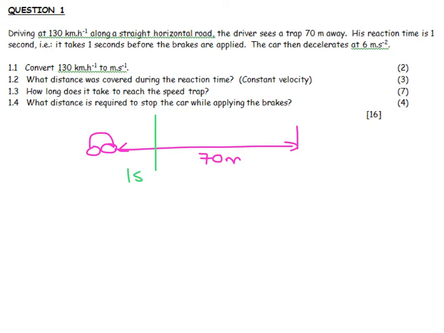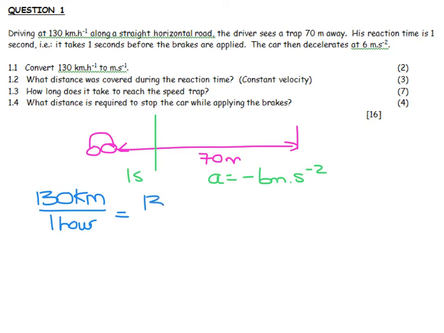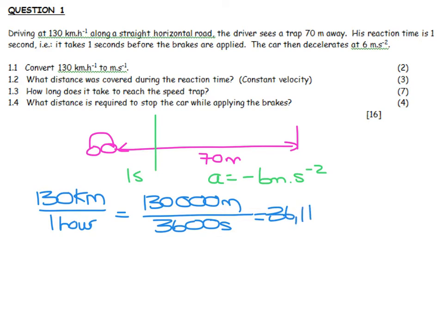The car then decelerates, so we've got an acceleration of negative 6 meters per second squared. First, we have to convert 130 kilometers per hour into meters per second. That shouldn't be difficult. It's 130 kilometers per 1 hour. I have no difficulty converting kilometers into meters, which is 130,000 meters, divided by 1 hour, which is 3,600 seconds. Pop that onto my calculator and I get 36,11 meters per second. So that's the speed over here, 36,11 meters per second.